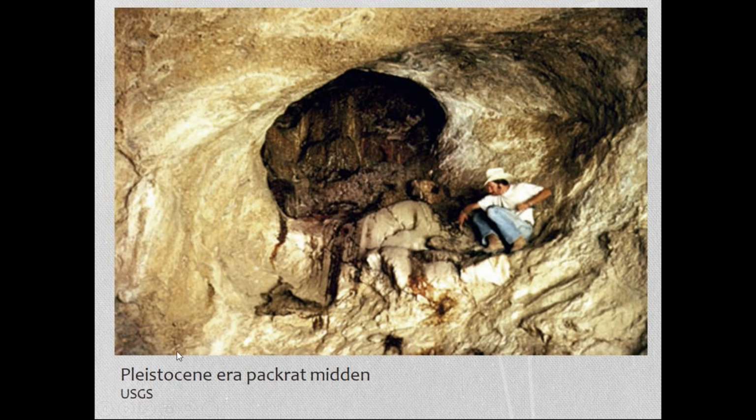This is a picture of Pleistocene era pack rat midden. This goes back thousands of years, but they can age date. They can do some carbon dating and figure out about how far back this midden goes. This is all urine markings left on the rock wall. So that's another service that burrows provide.